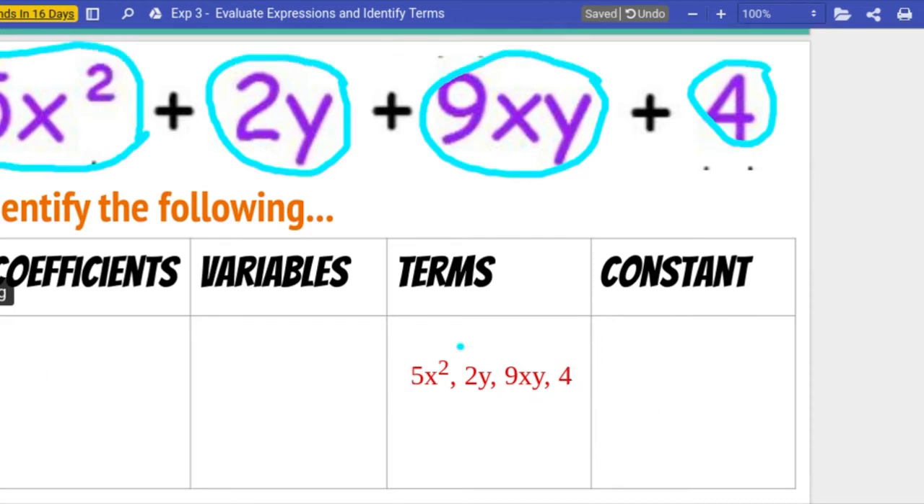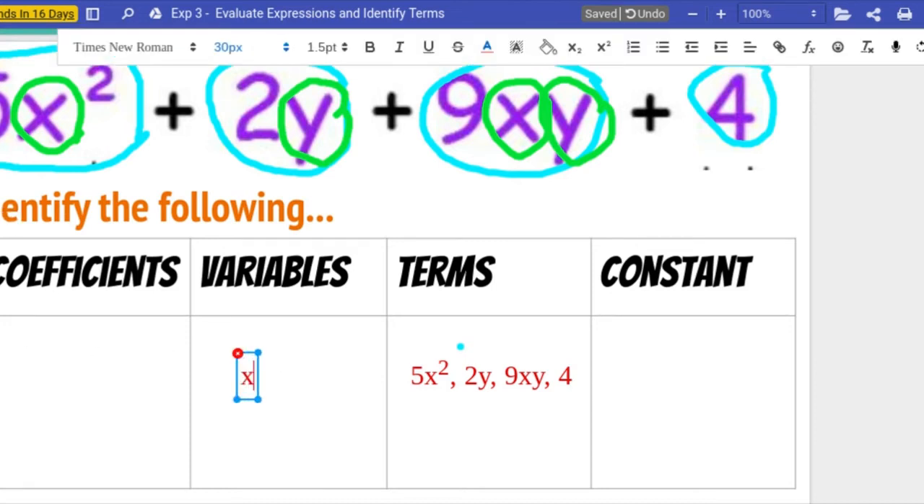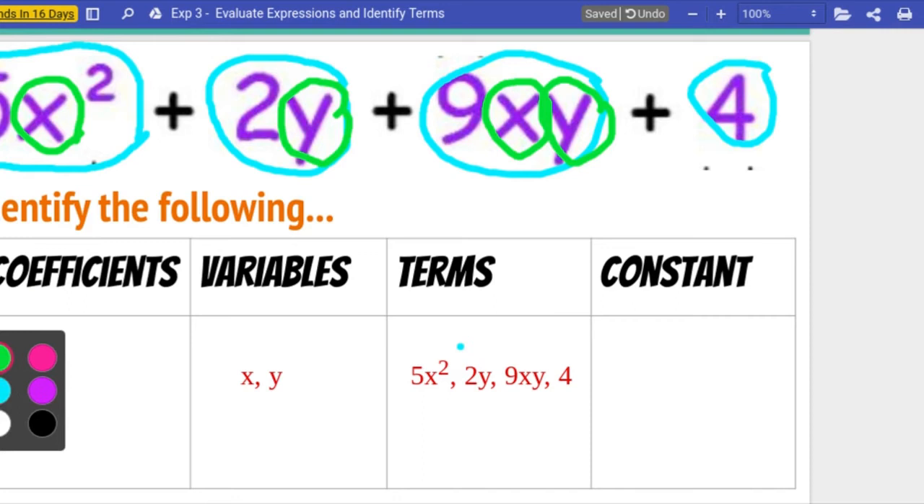Okay, let's see if we could identify the variables. Variables are the letters that stand for unknown numbers. So I have an x and a y, and I have x and y in different terms, but x will be the same value no matter which term it's in if it's in the same expression. So will y. So when I type in my variables, I really only need to type in x and y once. I don't have to write it in twice because x always will have the same value within the same expression.